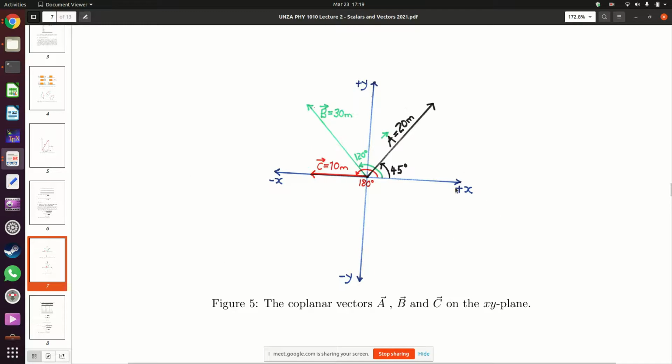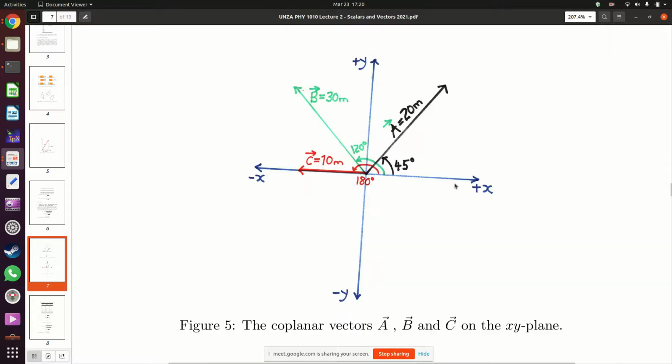So here we have our xy plane. So this bit is our positive x-axis. If I can try to maximize it a bit. So this bit is our positive x-axis. Then this end is the negative x-axis. So you have to choose which axis is going to be which. Then the positive y-axis on top, and the negative y-axis at the bottom.